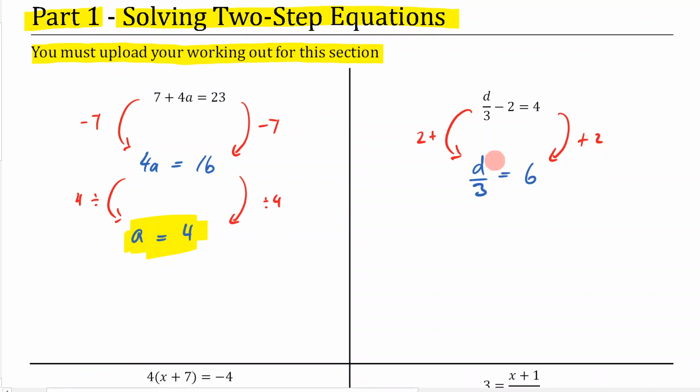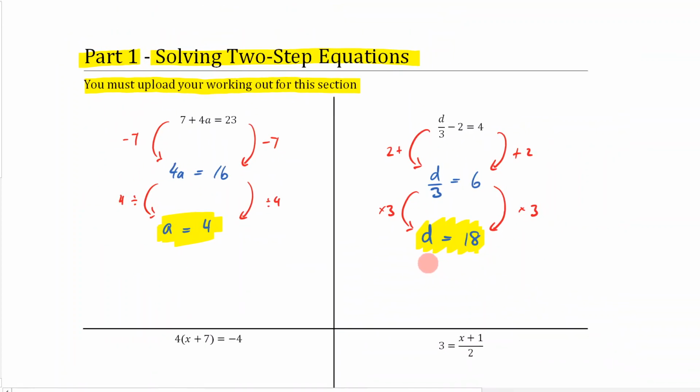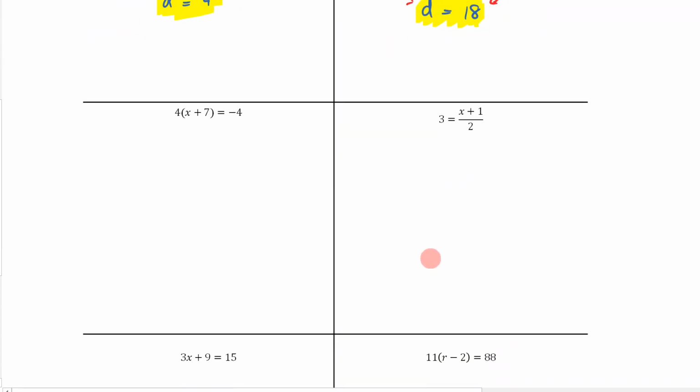And then the next thing that I'm going to do is to get rid of this over 3 here, so to get rid of the division by 3, I times by 3 on each side. That means I'm going to get d on this side, and then 6 times 3 is 18. That means I'm going to get 18 here. That's my answer. Hopefully you got that. Let's now pause the video and give the next ones a go.